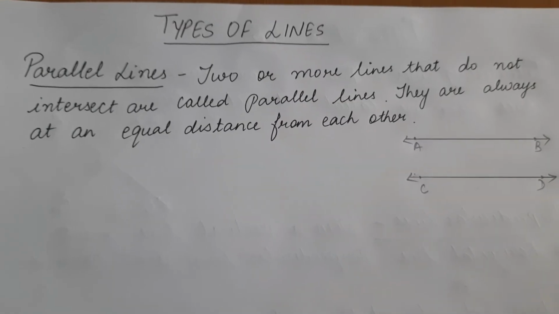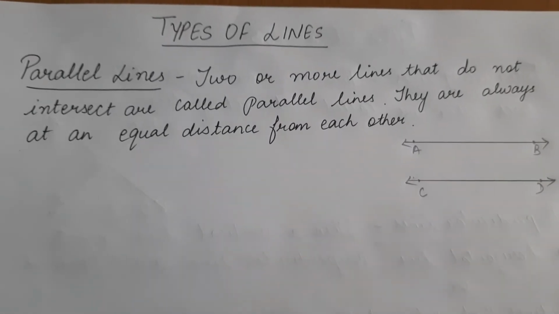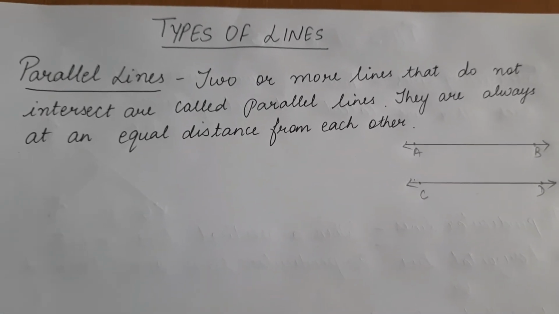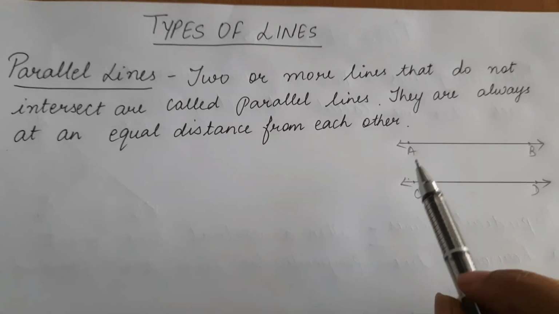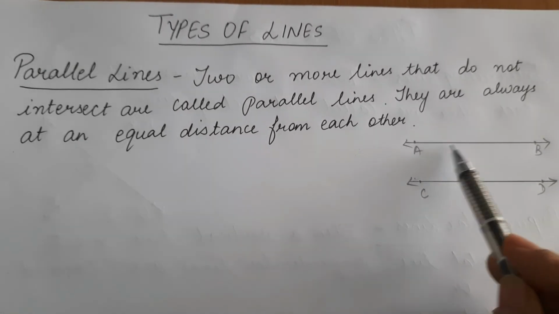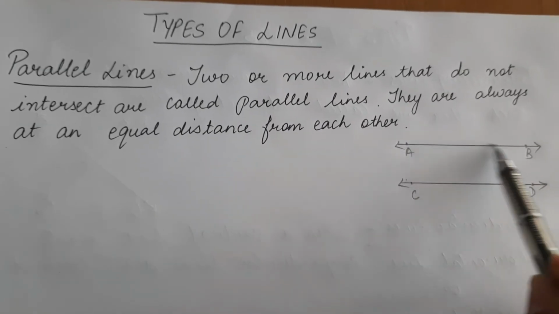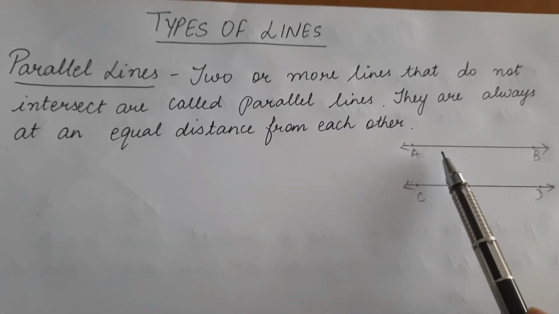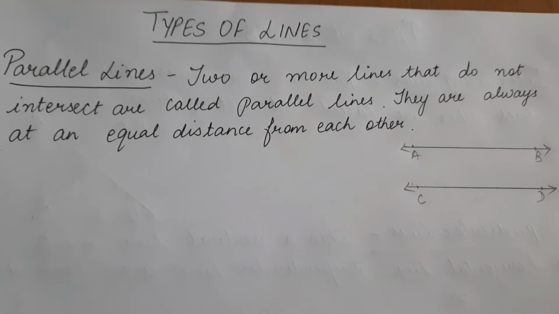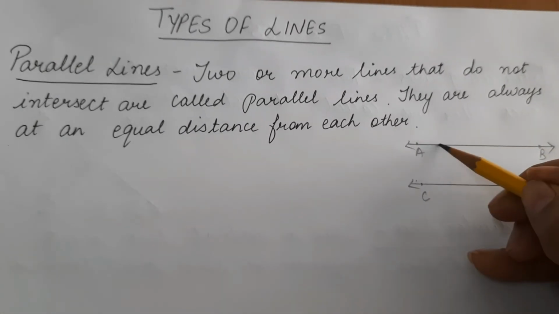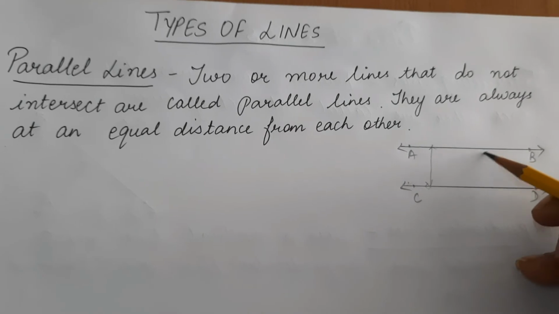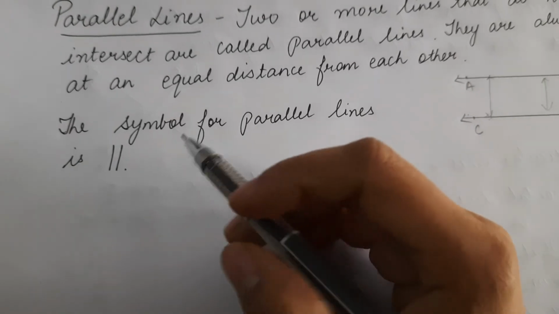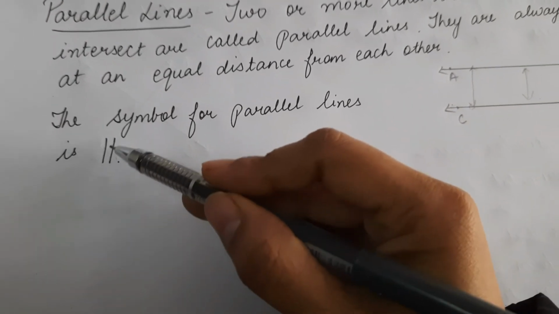Next comes parallel lines. What are parallel lines? See, 2 or more lines that do not intersect are called parallel lines. The lines that never intersect are called parallel lines, and these lines are always at an equal distance from each other. Here AB and CD are parallel lines because they are not meeting at any point, and they are at an equal distance from each other. The symbol for parallel lines is this.